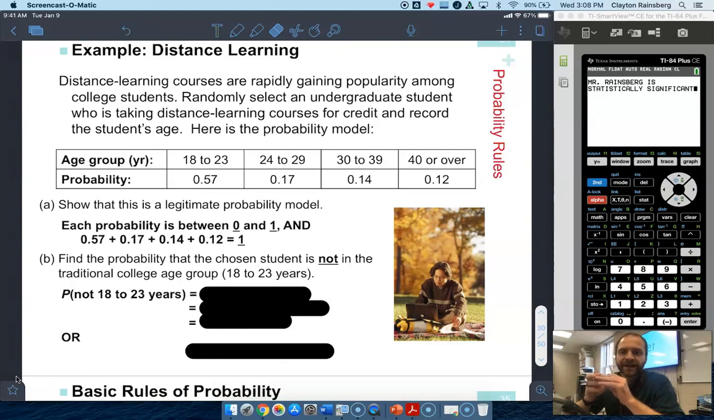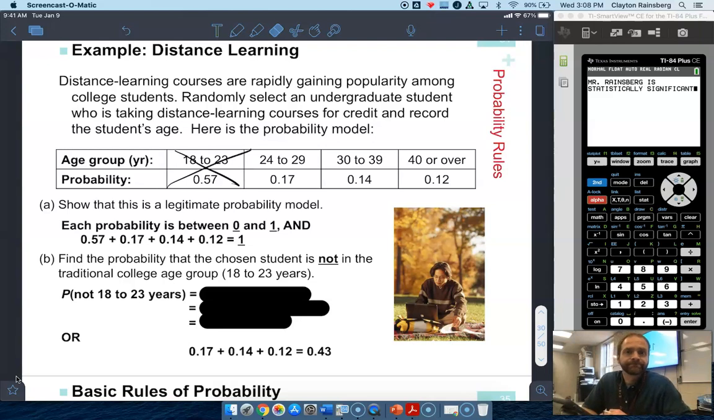The next part is saying find the probability that a chosen student is not in the traditional college age group, the traditional college age group being between 18 and 23. Well, if it's not in that age group, I don't want this. I want the others. So I could just add them all together, and that's what most students would do. But what if you didn't know these?